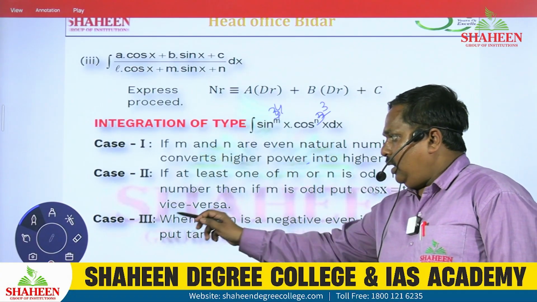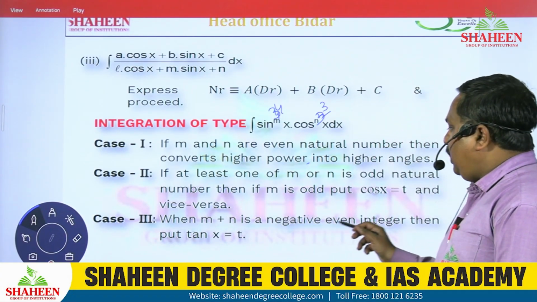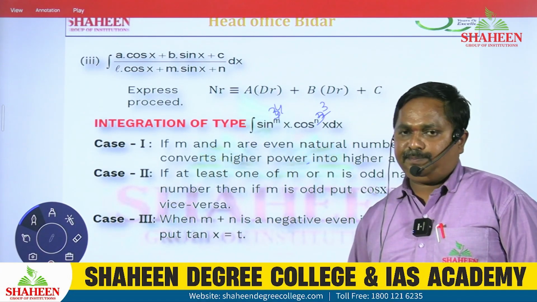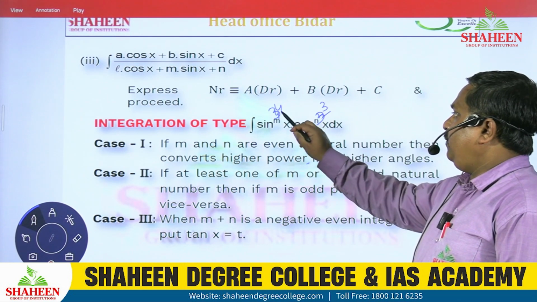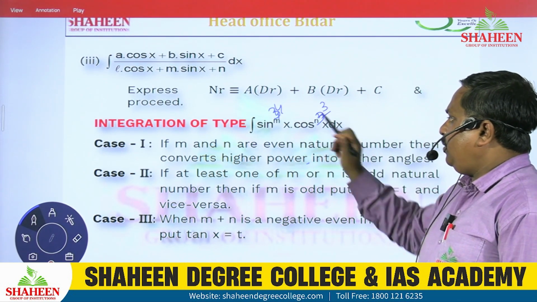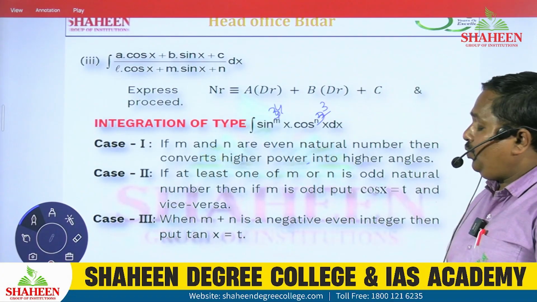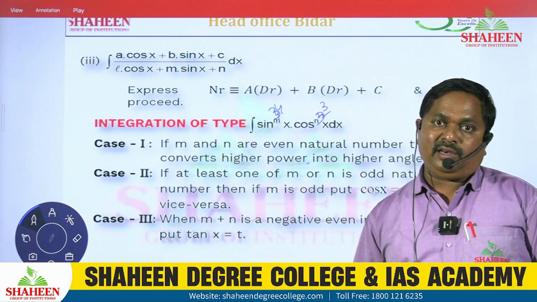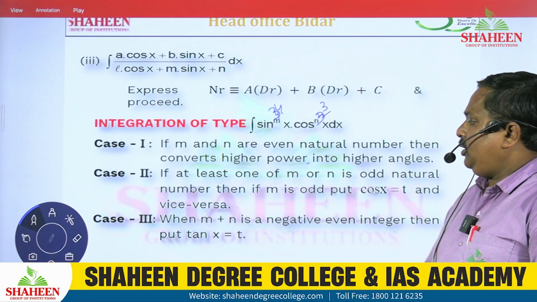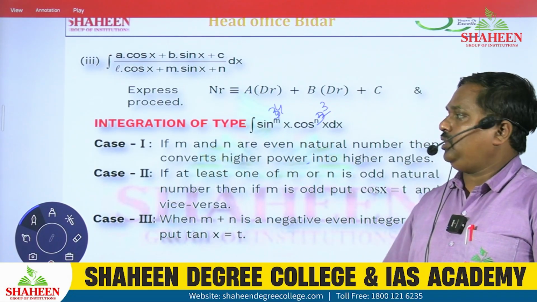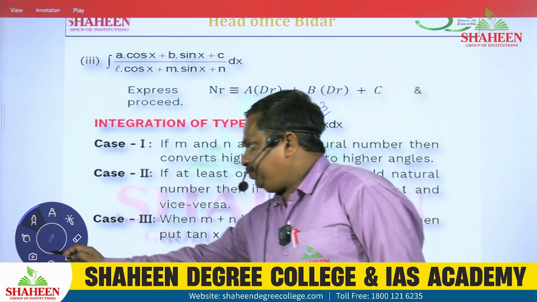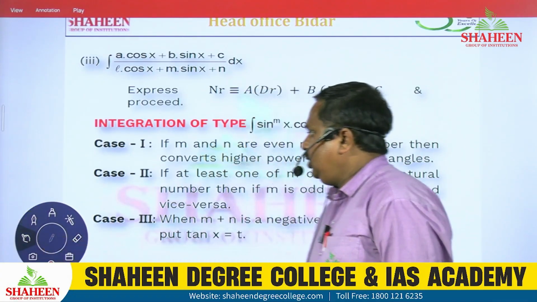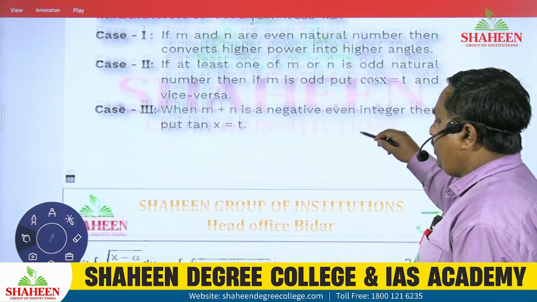Then the last case: if m plus n is a negative even integer, then put tan x equal to t. If the sum of both powers is a negative even integer, then we take tan x equal to t in this kind of integral. So these are about the substitution method.